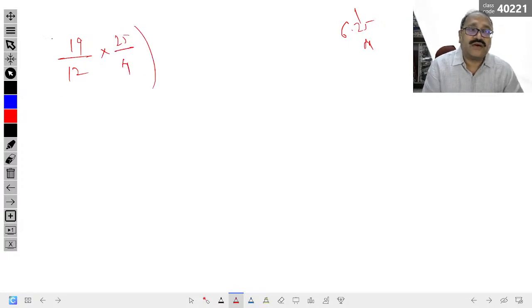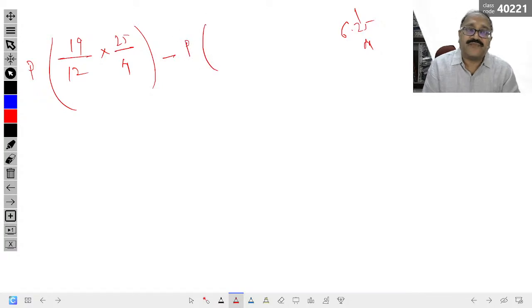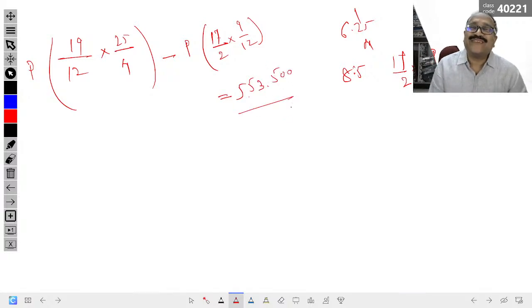This becomes our interest on P from the first part, minus the interest from the same amount in a different condition. And what is that condition? That condition says 8.5%, which is nothing but 17 by 2, for 9 months, so 9 by 12. So I'm going to write the same thing over here, 17 by 2 for 9 months, 9 by 12, which is equal to what is given to us, 5,53,500. This is given, we just had to simplify it.